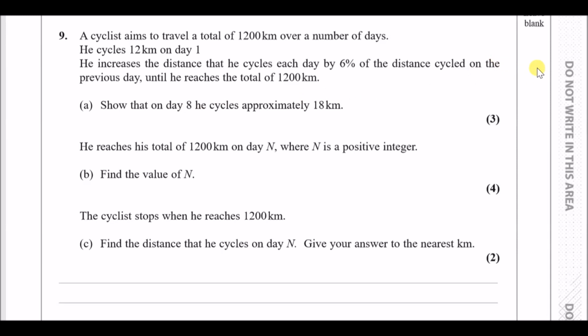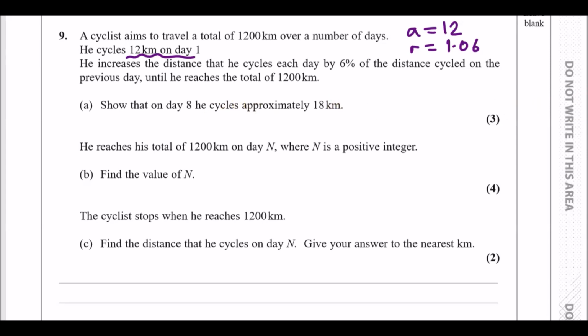Now, what this is trying to say is that we have a geometric sequence where on the first day, which is a, he travels 12 kilometers, and the common ratio is that it increases by 6%. So it's not going to be 6%, it's an increase, so it'll be 1.06. If it was a decrease, it would be 1 minus 6%, which would have been 0.94. So in this case, this is what we have. And he's going to keep on doing this until he gets to a final distance of 1200. Okay, cool. Now A: show that on day 8, he cycles approximately 18 kilometers.